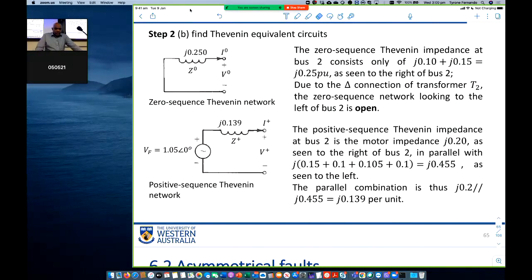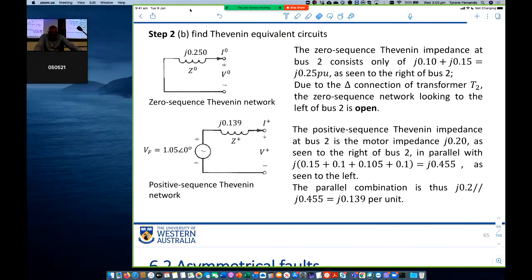Good evening, everyone. In the last lecture, we spoke about how to draw the positive sequence circuit, zero sequence circuit, and negative sequence circuits. So we've looked at that, and we made a start on fault calculations, asymmetrical fault calculations.